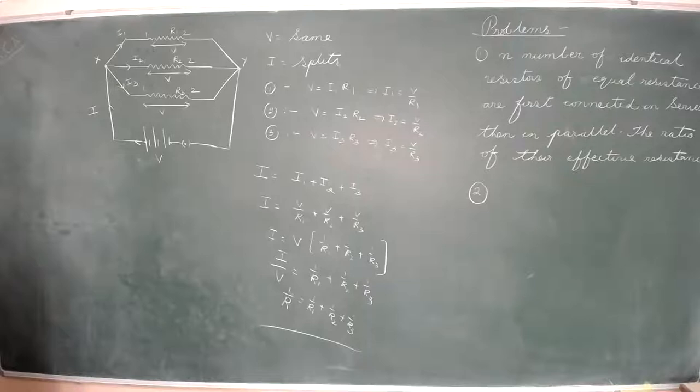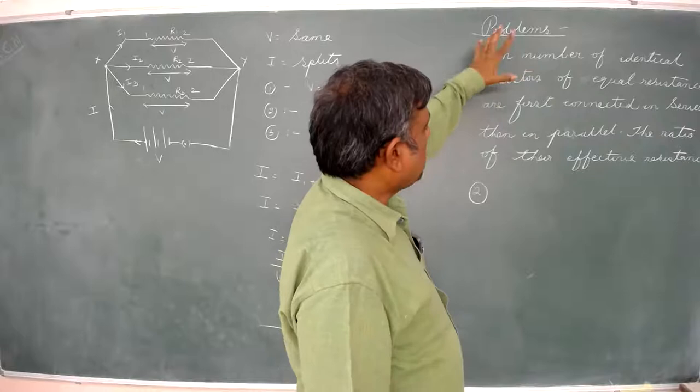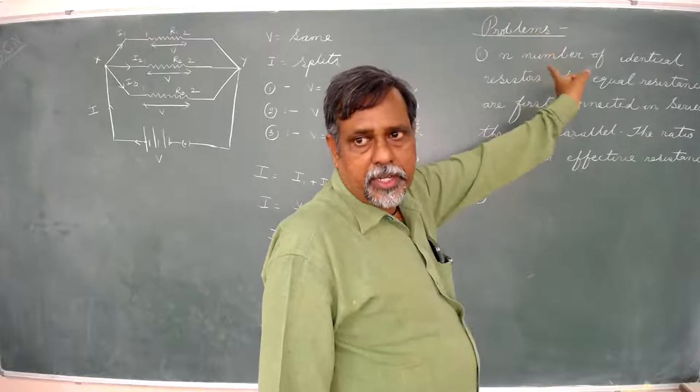The ratio is n square is to 1. Very simple. Look at this here. N number of resistors are first connected in series combination. The equal resistance is R plus R plus R and so on, that is n into R.